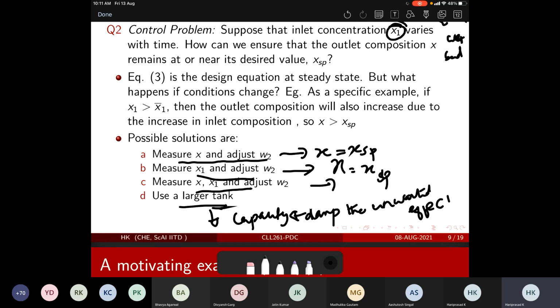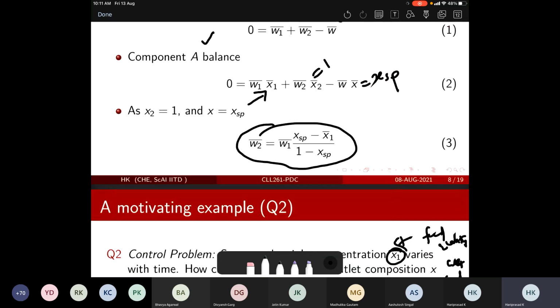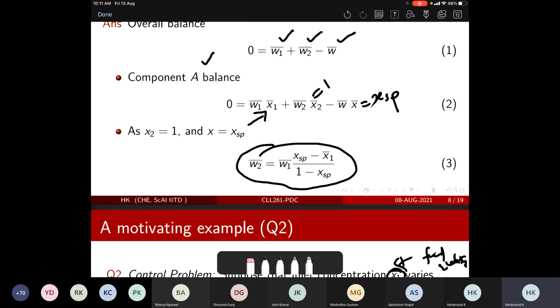So the previous design is all under the assumption that W1 has a constant composition of A, which is x bar 1 under nominal condition. Let's say you are unable to retain that. Then your x1 would be varying. So your W2, which is to be kept aside to make x as x_s, you wanted to make x as x_s, is some constant value.